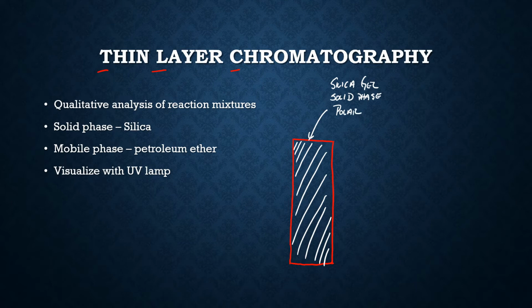Well, maybe extremely might be a bit much. Let's just say it's very polar. Okay, so you're getting an aluminum piece of rectangle, like an aluminum rectangle. It's got silica gel in the front. That solid phase is extremely polar.